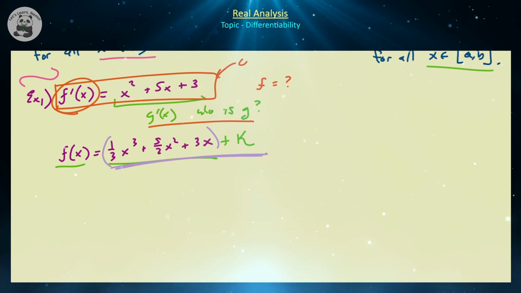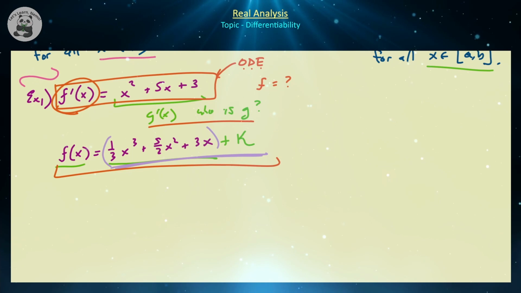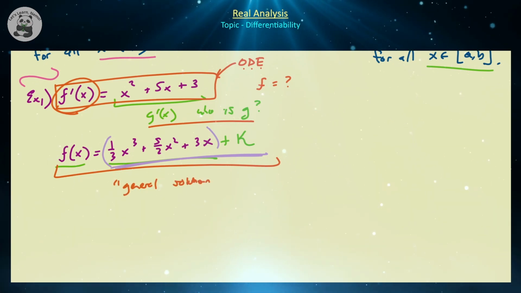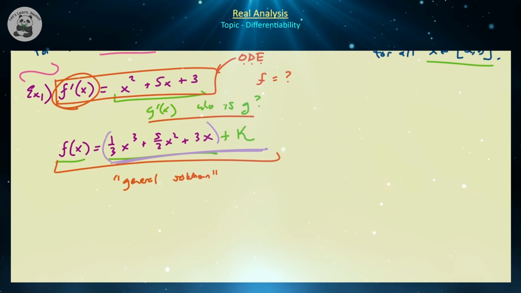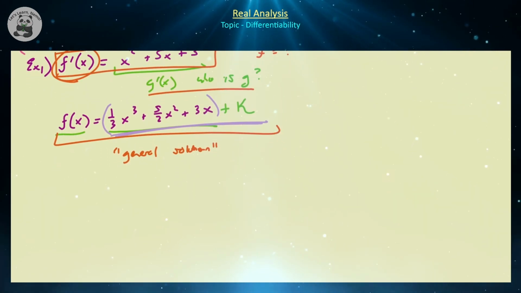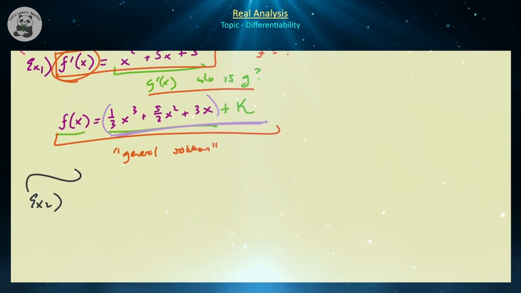So if this object is called an ordinary differential equation, then this object is usually referred to as the general solution to that differential equation. It's not a particular one because this is actually an infinitely sized class of functions whose derivative is just x squared plus 5x plus 3. But we can do a little bit better by instantiating what we call an initial condition.